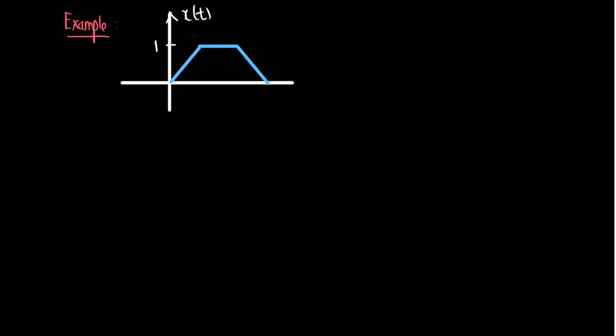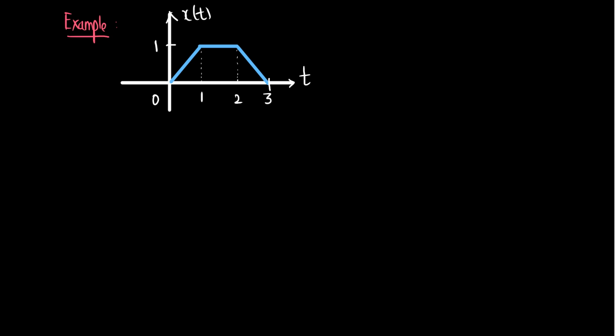Say the signal is something like this. Let this be x of t, the amplitude being 1. Let this be 1, 2 and 3 there. And let this slope here, we can see that this slope here is 1.